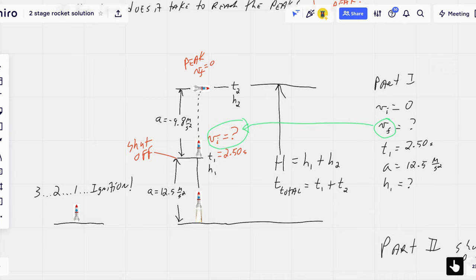Now that final velocity is in the positive direction, so the second stage is like me throwing a ball straight up in the air. It's going to rise while gravity's slowing it down. Eventually it gets to the peak, and at the peak it turns around and comes back down to the ground. So I want to know how high it gets all the way to the peak from the launch pad and what that amount of time was. So there's two parts. The first part is from the launch pad to 2.5 seconds, and then the second part is from the 2.5 seconds to the peak.